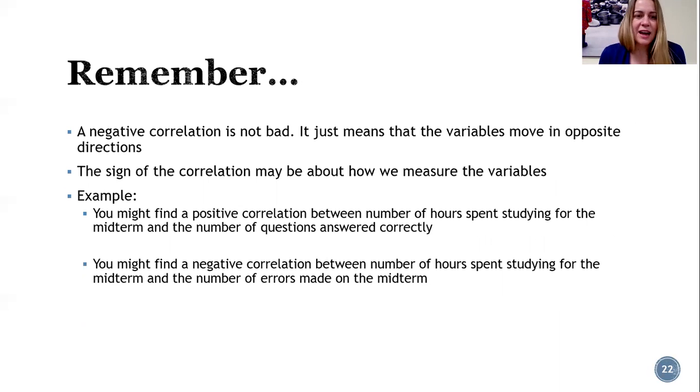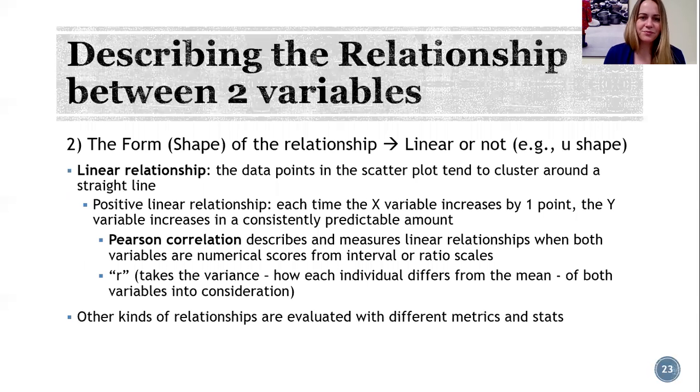So there's two examples here. You might find that there's a positive correlation between the number of hours you study for the midterm and the number of questions you answer correctly. But similarly, there could be a negative correlation between the number of hours you spent studying for the midterm and the number of errors you make on the midterm. So a negative correlation is not bad. It just means that as one increases, the other variable decreases and vice versa. So we can talk about whether the relationship is positive or negative, or there's no relationship.